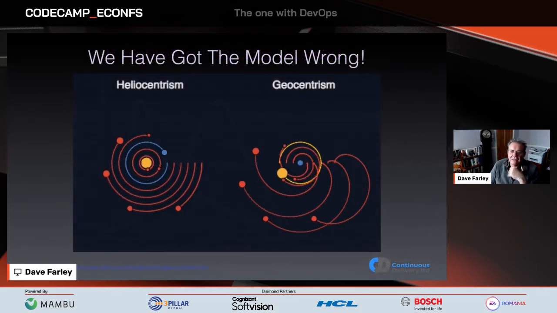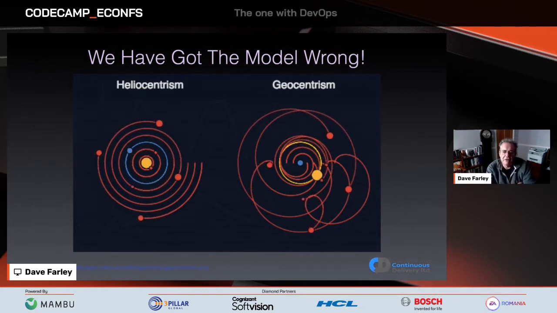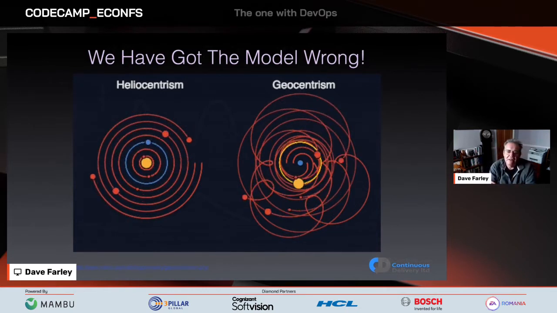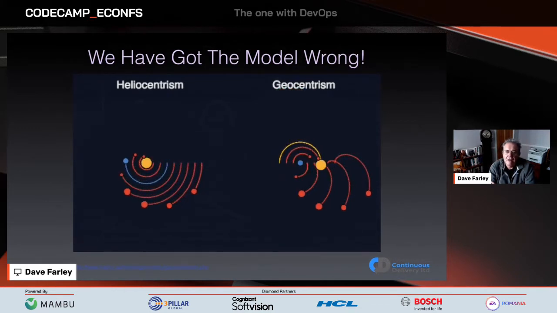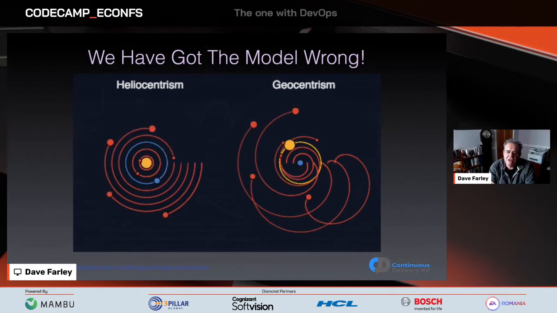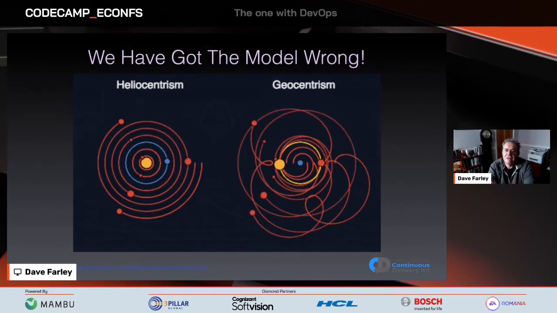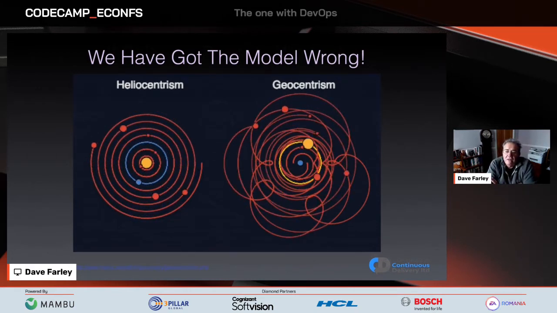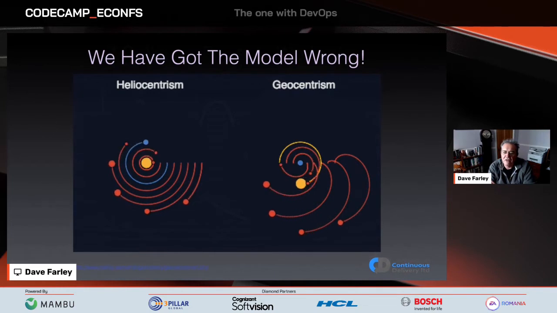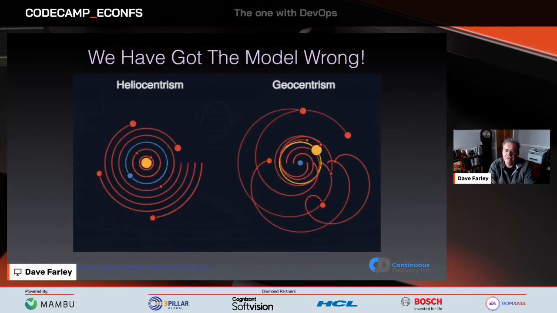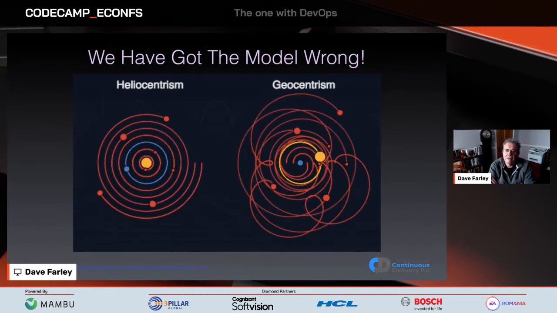I really love this little GIF animation of the orbits of the planets in the solar system. This is based on two different models of the solar system. On the right-hand side is the geocentric model, which held for tens of thousands of years, where the assumption was that the Earth was at the center of the universe and that everything in the sky revolved around the Earth.